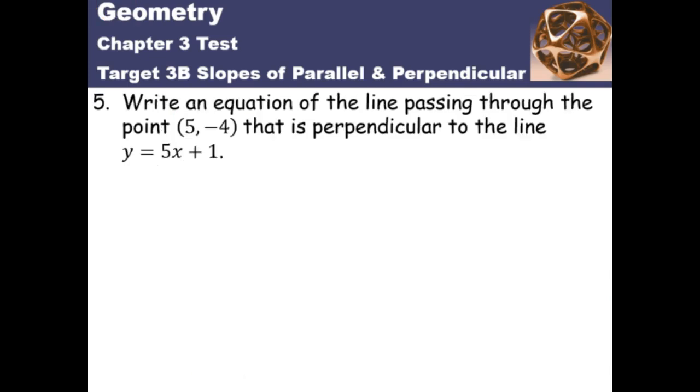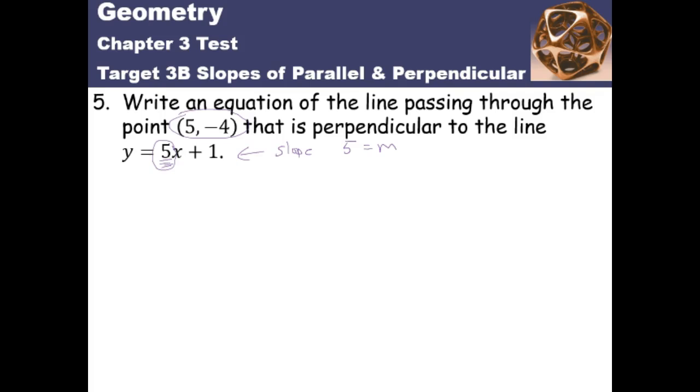Okay, so for number 5, we have an equation of a line. We have to write an equation of a line that goes through this particular point here and is perpendicular to this line here. First I have to find the slope of this line. The slope of that line is 5, because again this is in y equals mx plus b form, so the number in front of the x, which is 5, is the slope.